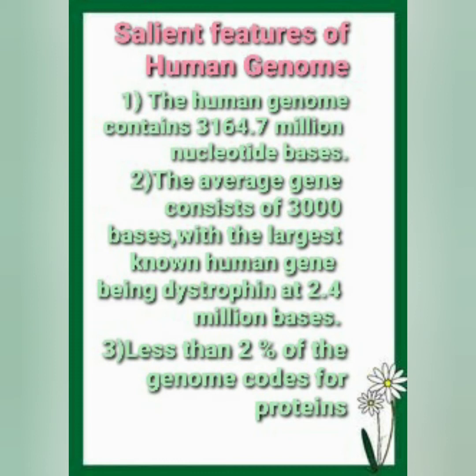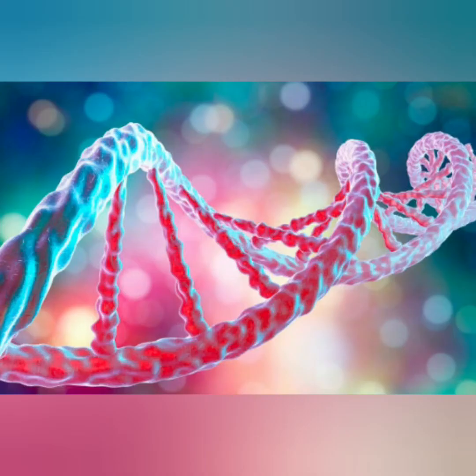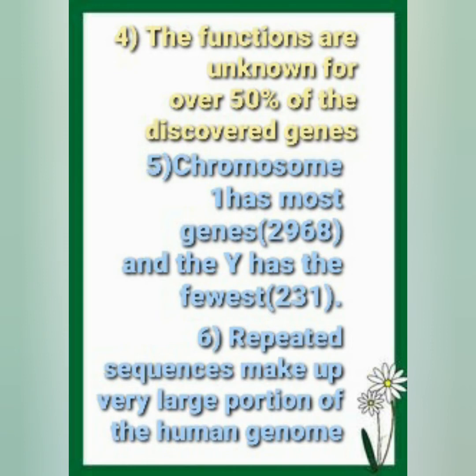So note all these points and try to learn well. So this is the double helical structure of DNA. And the fourth point is the functions are unknown for over 50% of the discovered genes. Fifth point is chromosome 1 has most genes, that is 2,968, and chromosome Y has the fewest, that is only 231.